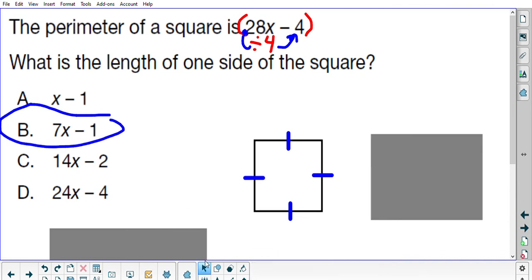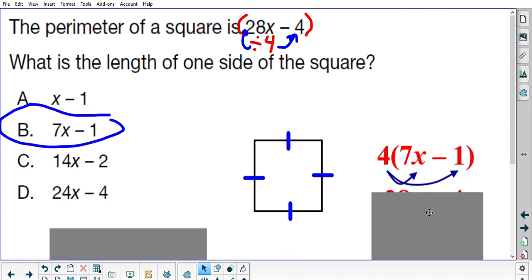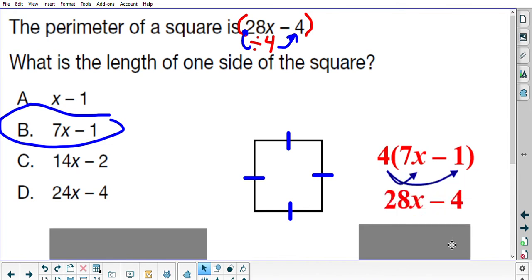Now, another way of thinking of this is that the length of the side times 4 should give you the perimeter. And so again, you would use the distributive property. 4 times 7x, 28x. 4 times minus 1 is minus 4, which confirms that 7x minus 1, which was the side length, actually does give you the perimeter that we had on the original problem. So, two different ways of thinking of it, but this is how this would work for a perimeter of a square, where all four sides are congruent.